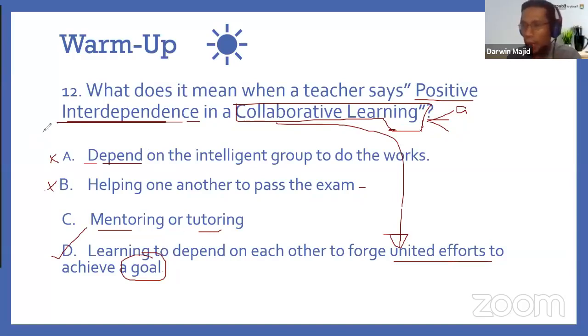Why are you dependent? Why do you have an interaction or depend on each other? Because you are aiming to achieve a certain goal. So, learning to depend on each other to forge united efforts. United efforts is collaborative.